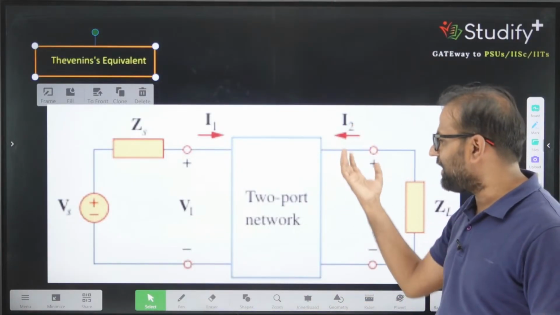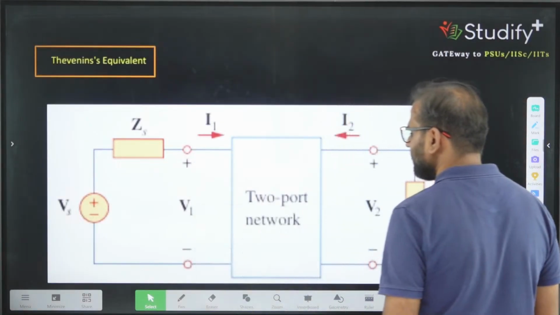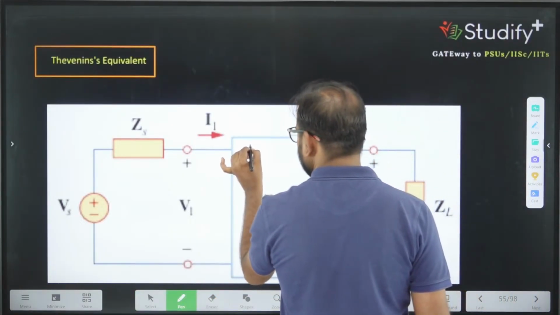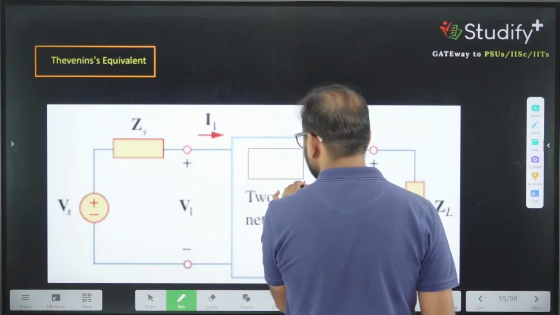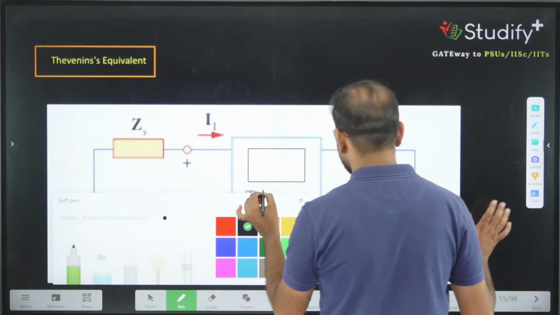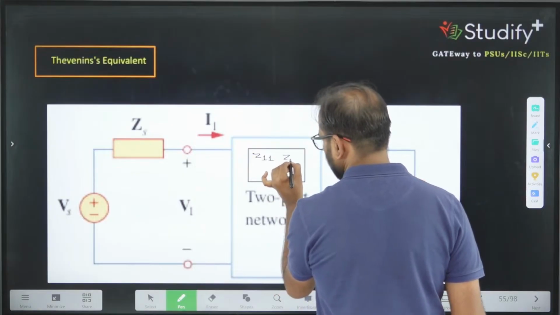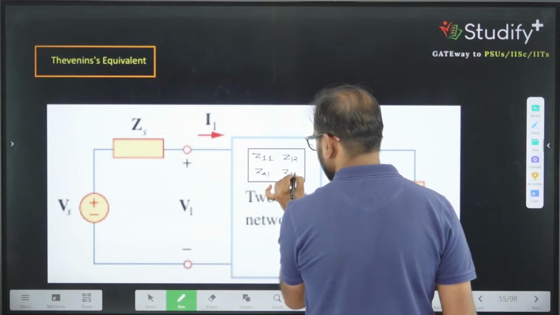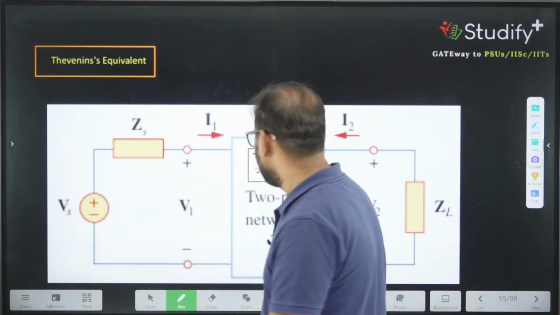So this two-port network is given, and they are asking what is the Thevenin's equivalent across this two-port network. So always remember, for this two-port network the Z parameters are given. The Z parameter of this two-port network is given by Z11, Z12, Z21 and Z22. Take these values as Z11, Z12, Z21 and Z22.